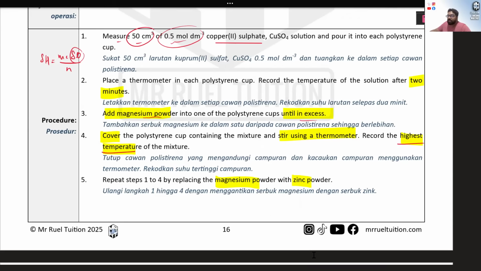Then repeat. The last step is usually repeat: repeat steps one until however many you have by replacing the MVs. So that's it. This is the experiment, and the experiment itself is simple. Now look at the types of questions that can come up.